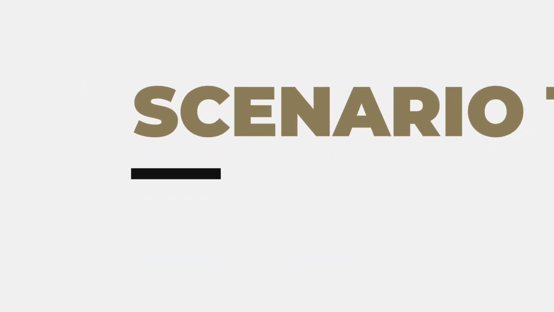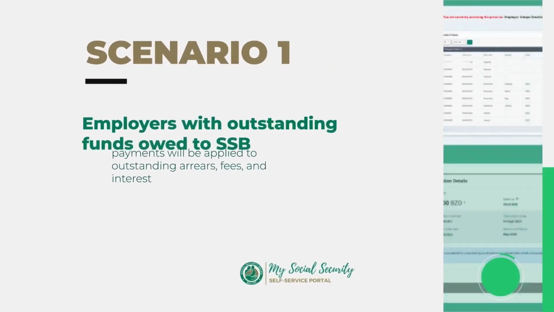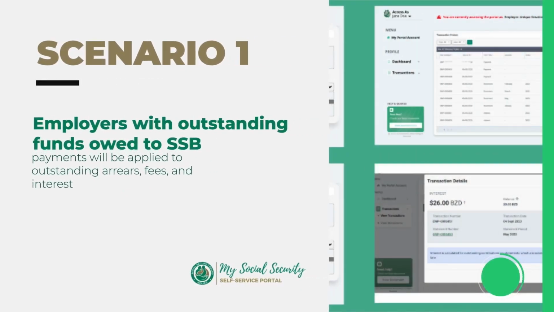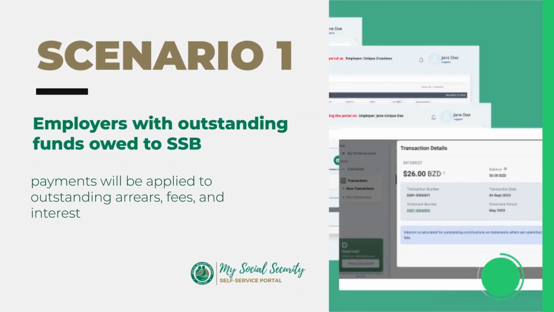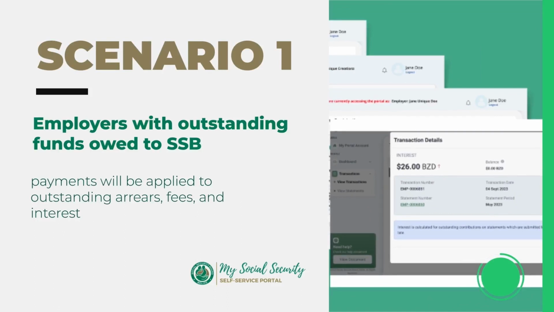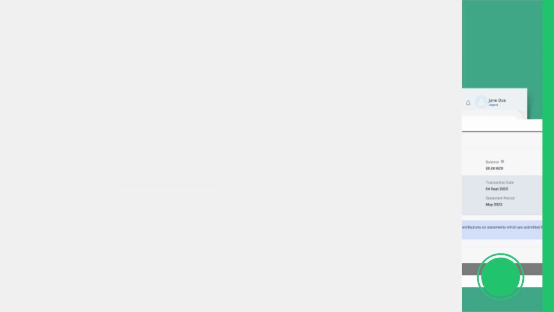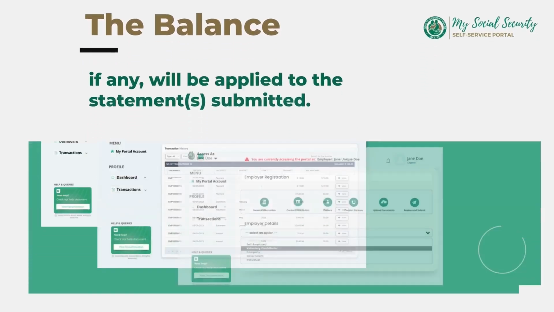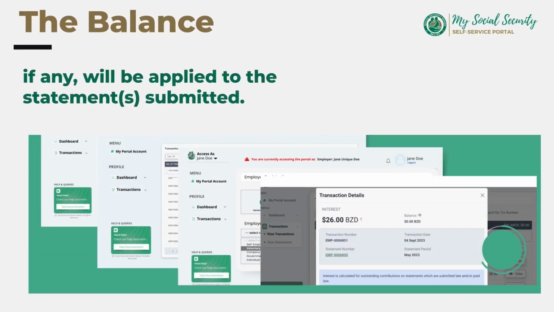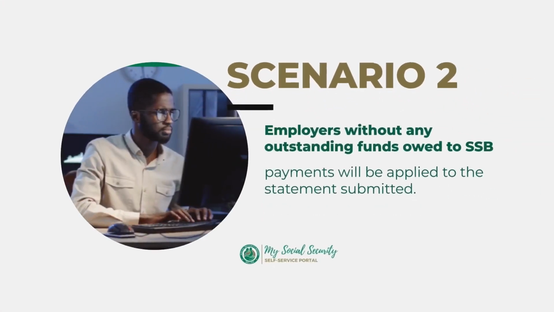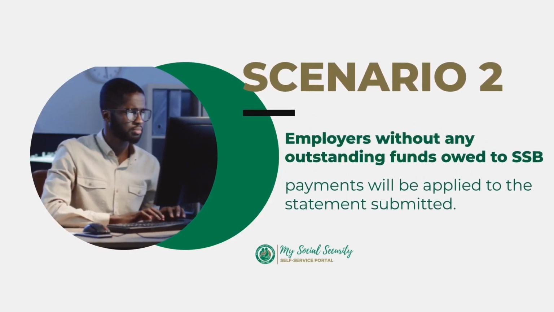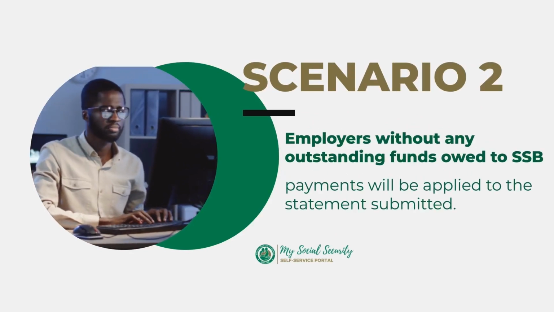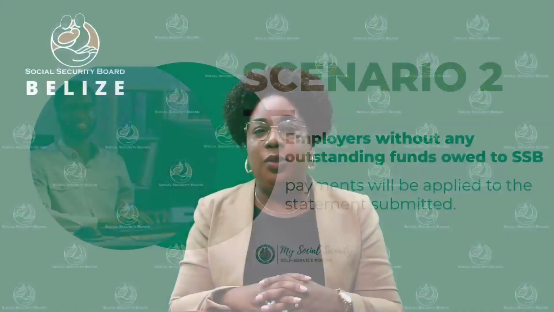Scenario 1. Employers with outstanding funds owed to SSB. The payment will be applied to your outstanding arrears, fees, and interest. Your balance, if any, will be applied to the statement submitted. Scenario 2. Employers without any outstanding funds owed to SSB, your payment will be applied to the statement submitted.